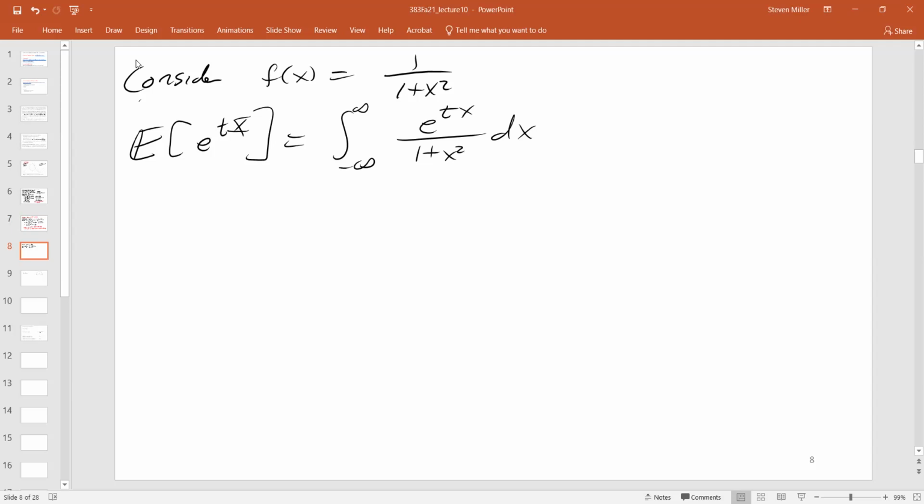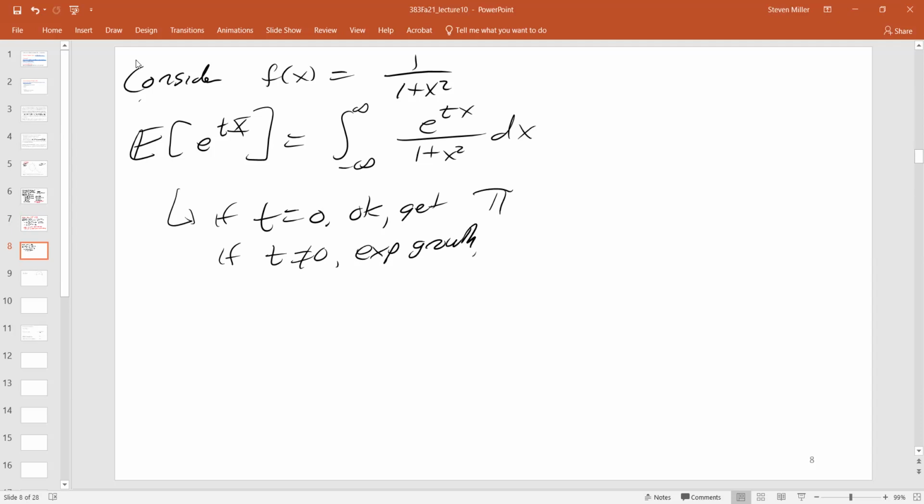0. So if t equals 0, it's okay. We get pi. If t does not equal 0, we have exponential growth, undefined. So the problem is the moment generating function does not always exist. So when you're trying to do probability, it's a very useful thing to look at because the moments are built into it. And this is why we study the characteristic function.